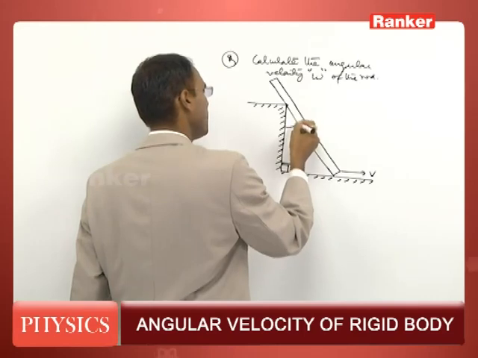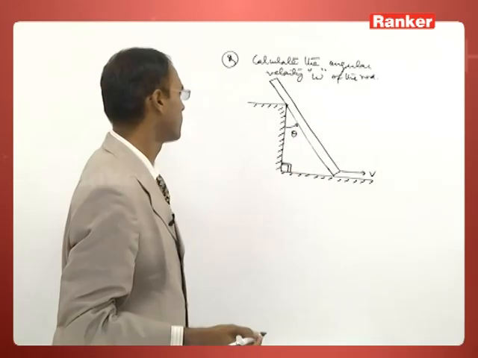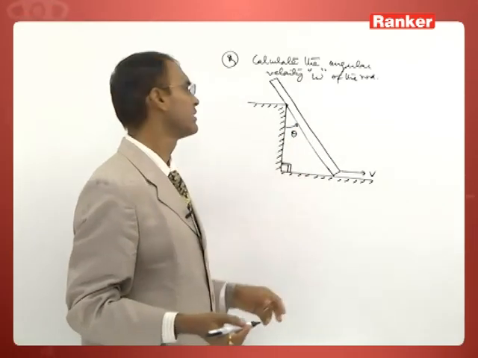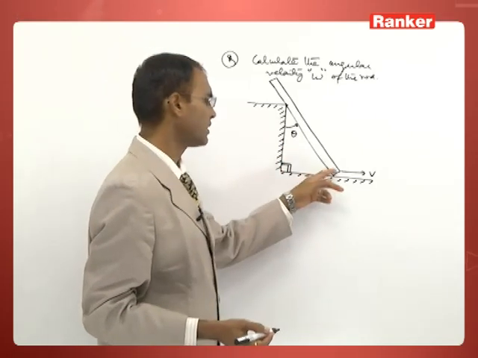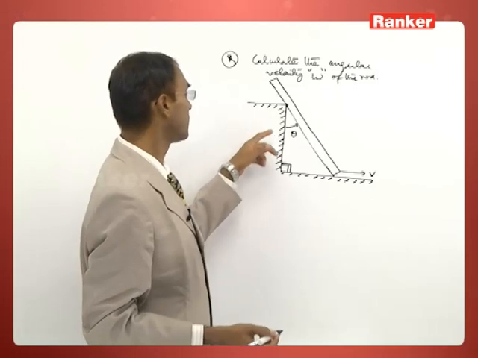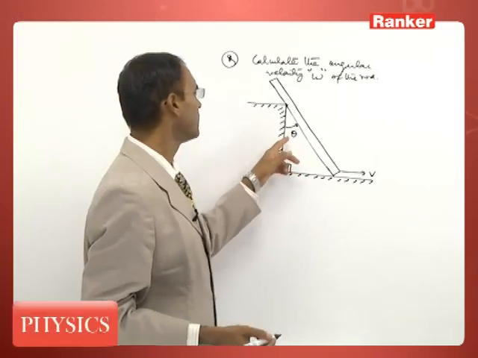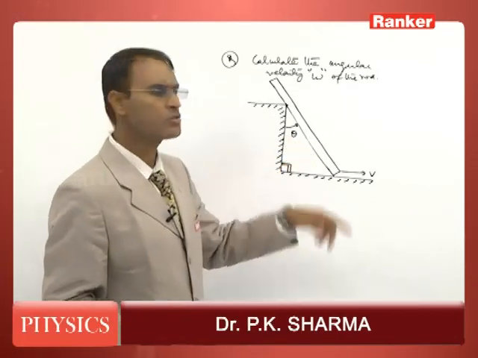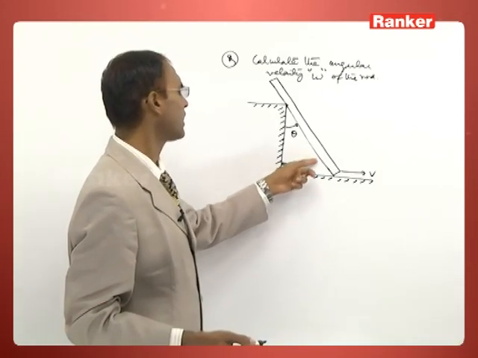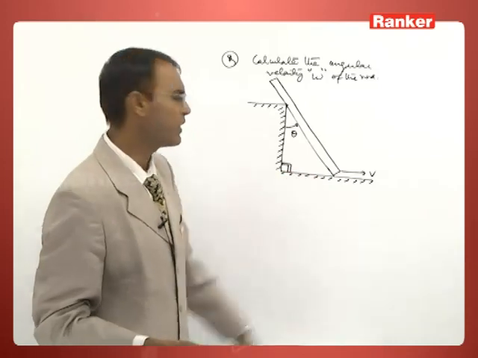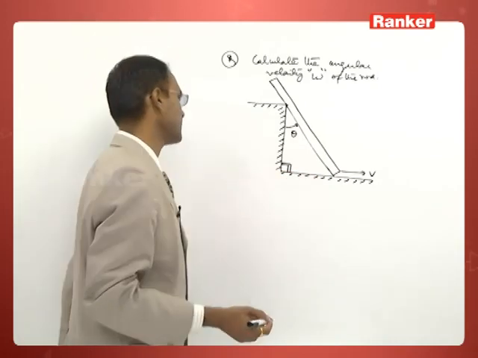Let this angle be theta. I am taking the angle in such a way that when the rod moves or rotates, this angle increases. Then only you can write d theta by dt is plus omega. If you take this as the angle theta or phi, the rate of change of this angle will be equal to minus omega, because this angle decreases.